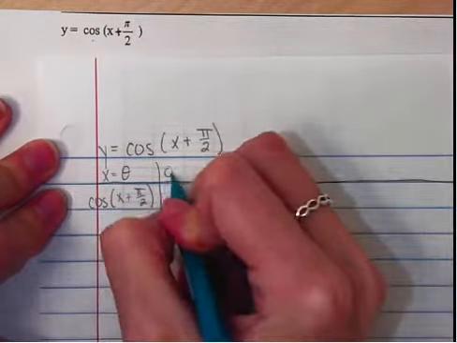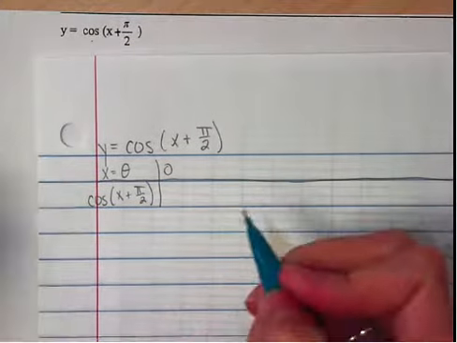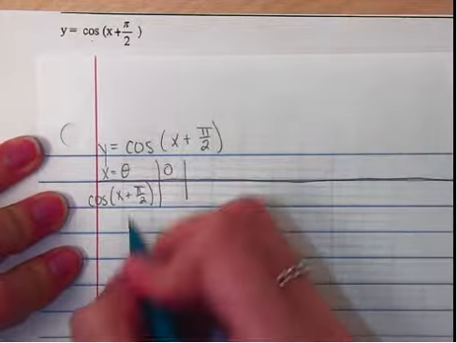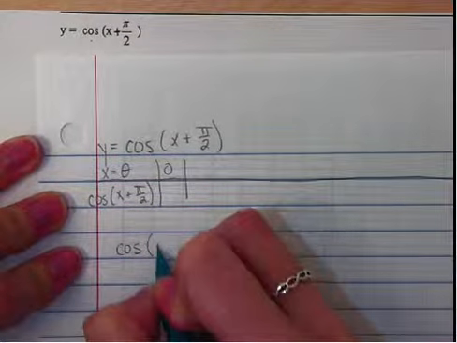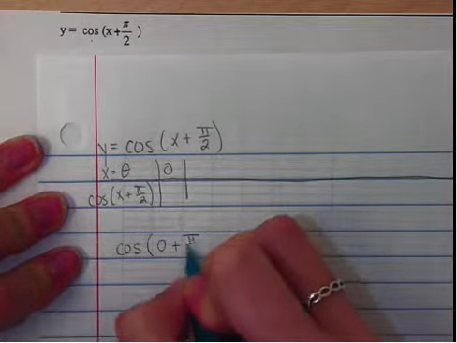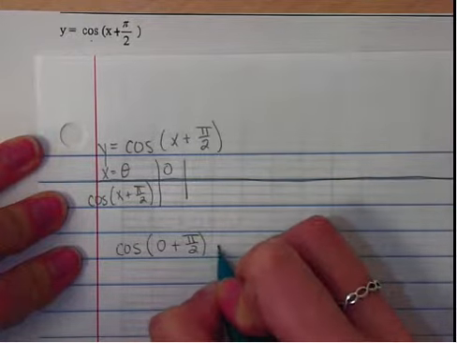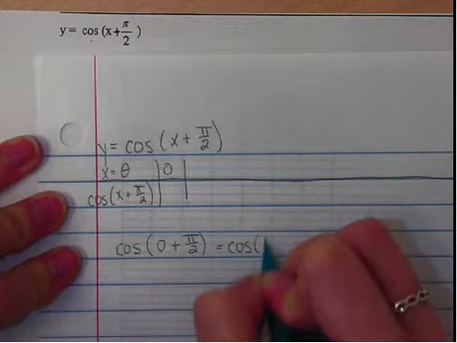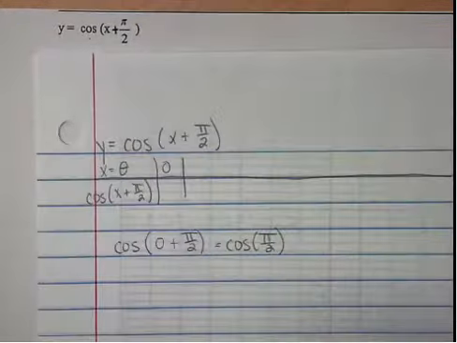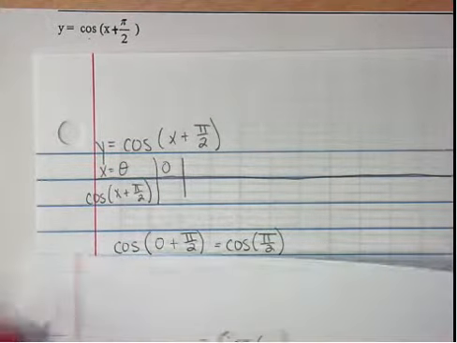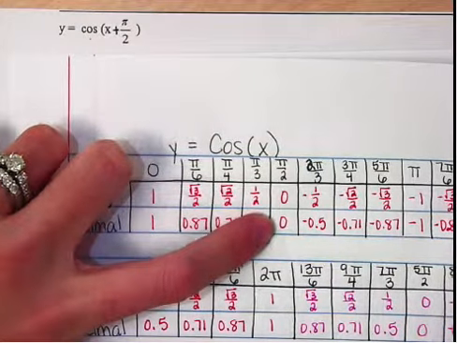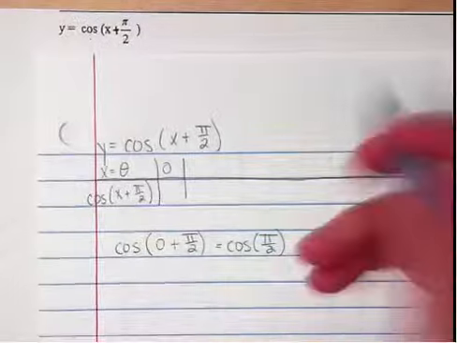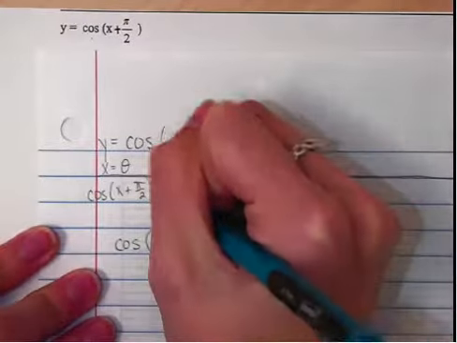So our first theta is 0. If we plug 0 in for x, 0 plus pi over 2 equals cosine of pi over 2. And using our table, cosine of pi over 2 is 0. So this value is 0.